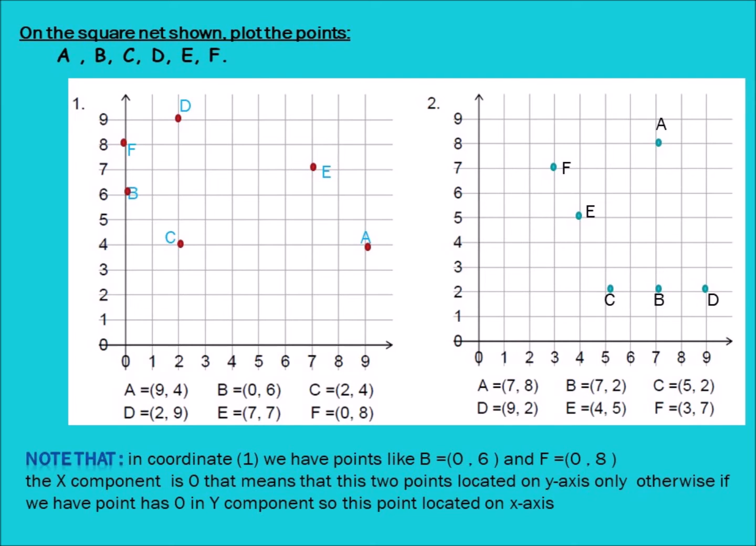You have to note that in the first coordinates, we have points like B, 0 and 6, and F, 0 and 8. The x component is 0. That means that these 2 points are located on the y-axis only. So this means that if I have the x component 0, the point will only be located on the y-axis. Otherwise, if we have 0 on the y component, the point will only be located on the x-axis.